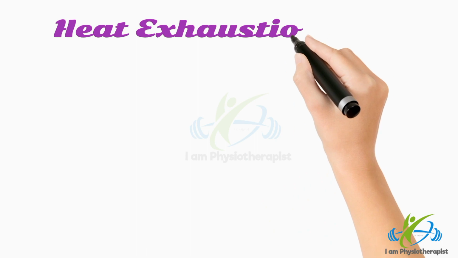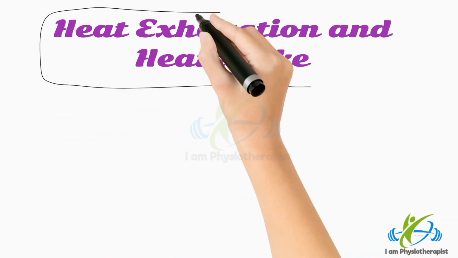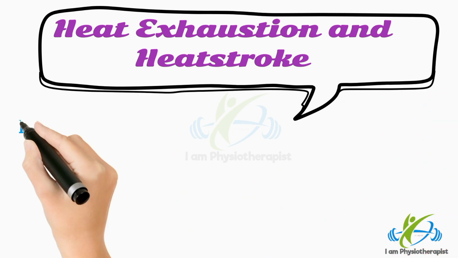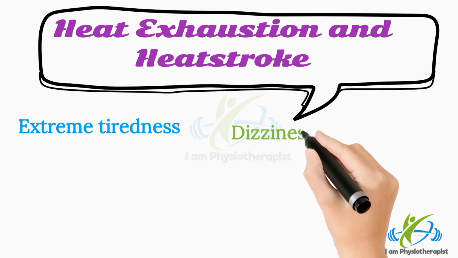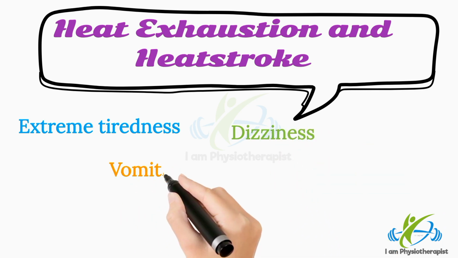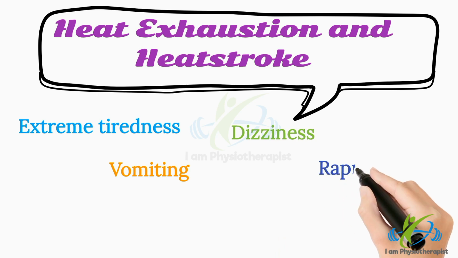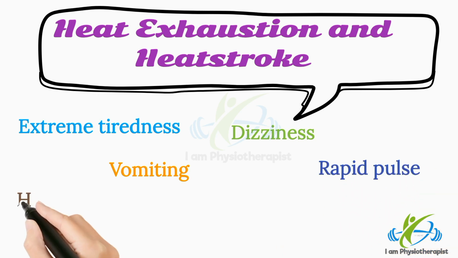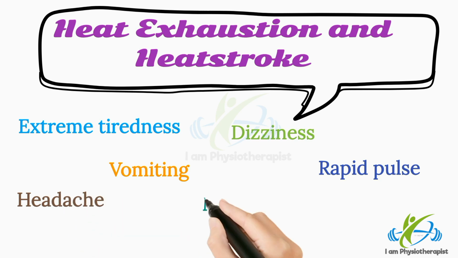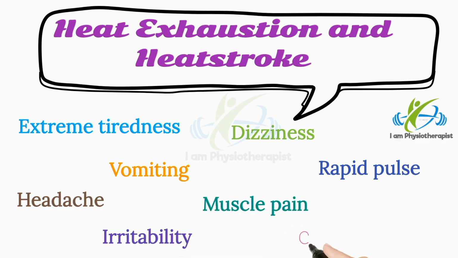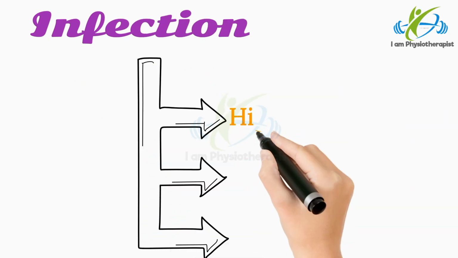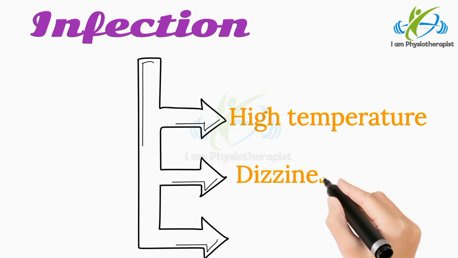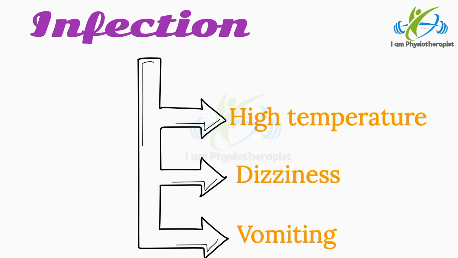Heat exhaustion and heat stroke. They are often caused by being exposed to too much sunlight or heat. Symptoms of heat exhaustion and heat stroke include extreme tiredness and lack of energy, dizziness or fainting, feeling sick or vomiting, rapid pulse, headache, muscle pain, irritability, and confusion. Infection. Signs of sepsis and toxic shock syndrome include a high temperature, dizziness, and vomiting.